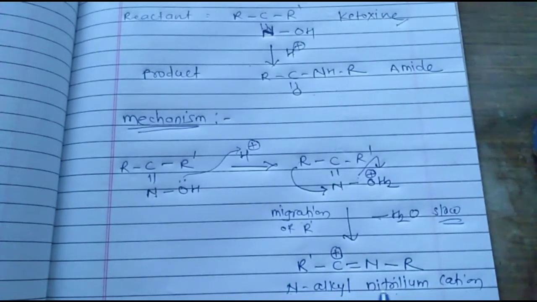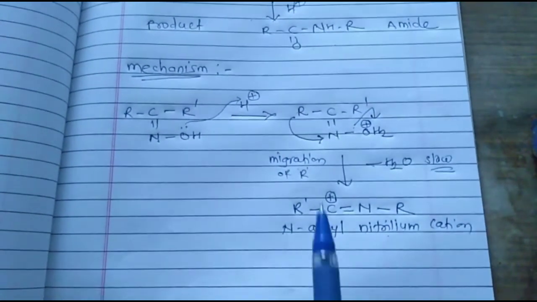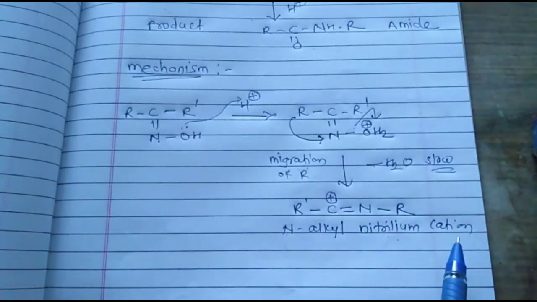It is always asked in the NET examination: what is the reactive intermediate in the Beckmann rearrangement reaction, the Curtius reaction, or the Pinacol rearrangement reaction? You must know the reactive intermediates of each rearrangement reaction. In the Beckmann rearrangement reaction, the reactive intermediate is the N-alkyl nitrilium cation.